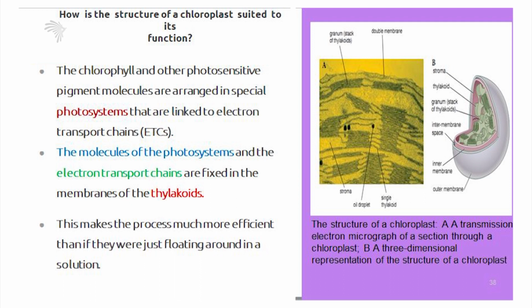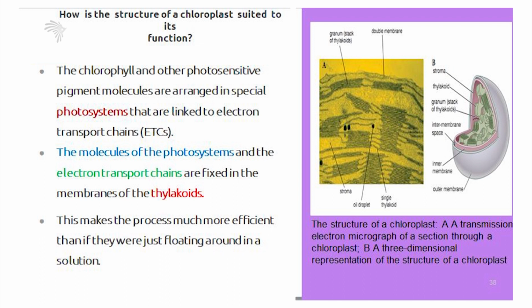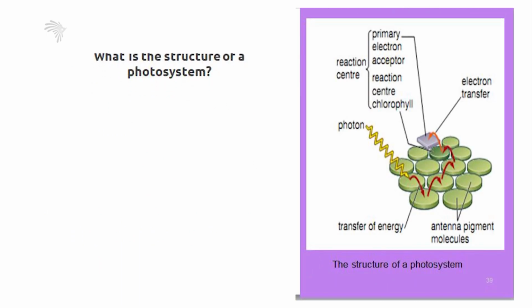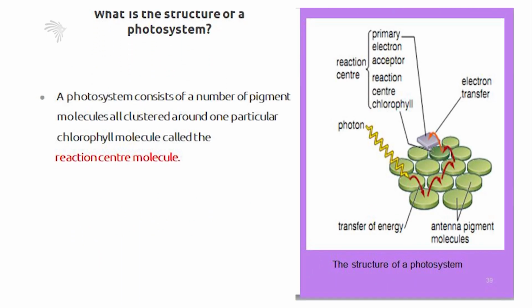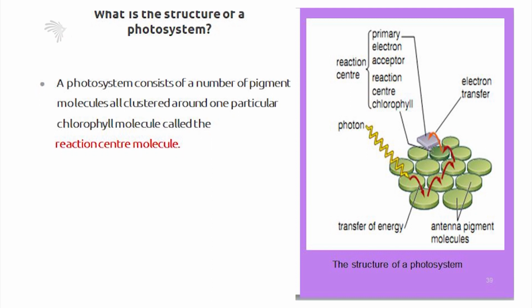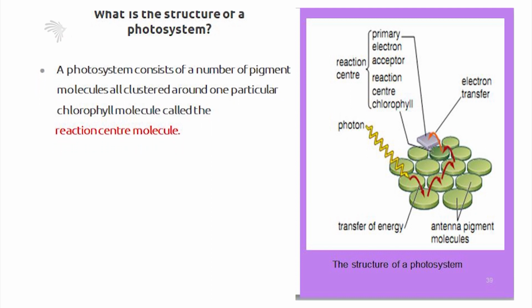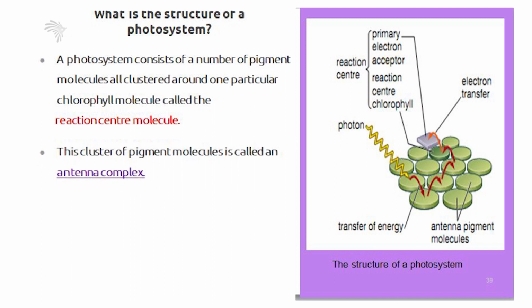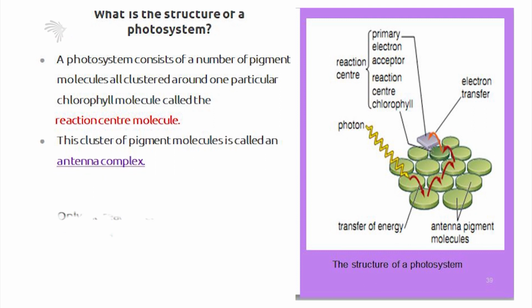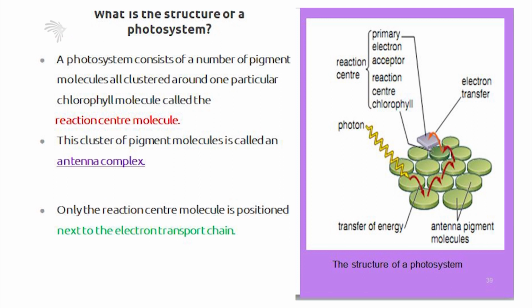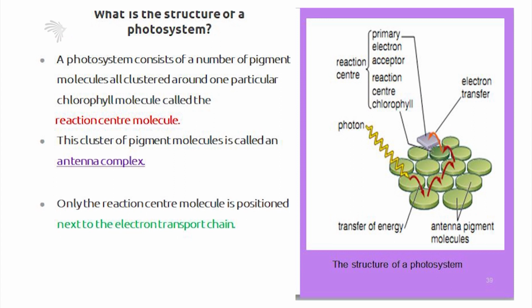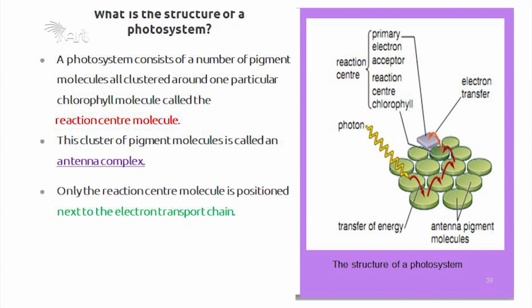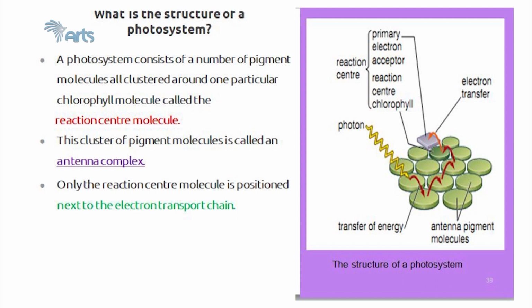So here you can see the electron micrograph structure of the chlorophyll and the three-dimensional structure of the chloroplasts. What is the structure of a photosystem? A photosystem consists of a number of pigment molecules all clustered around one particular chlorophyll molecule called the reaction center molecule. This cluster of pigment molecules is called an antenna complex. Only the reaction center molecule is positioned next to the electron transport chain. So here all these sections have been explained: the electron transfer, protons, antenna pigment molecules transferring energy. The reaction center molecules are here in this slide.